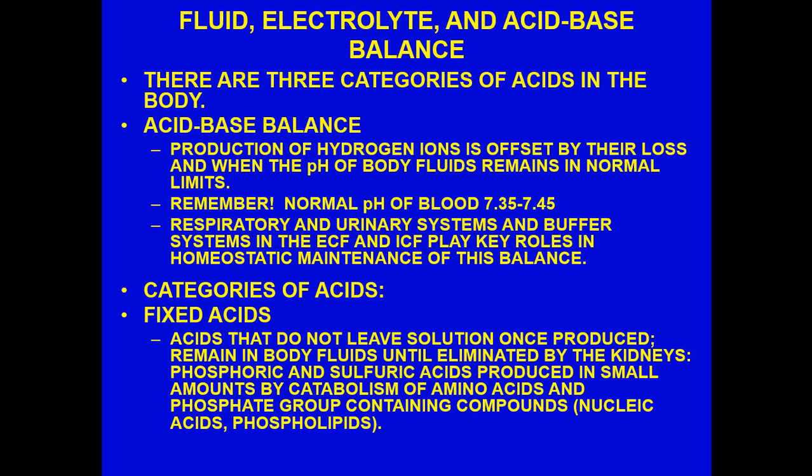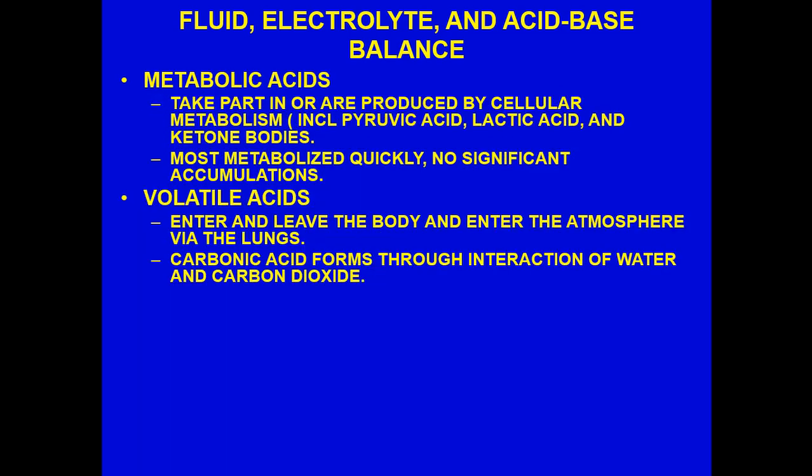Now, phosphoric acid and sulfuric acid are produced. Keep in mind, very small amounts. This is usually by catabolism of amino acids. So what do I mean by that? Let's step back a minute. Several amino acids contain sulfur. So if they're being broken down, catabolized, you're going to have that sulfur, and it can lead to the formation of very minute quantities of sulfuric acid. You also have phosphate groups that can be cleaved off when you break down nucleic acids or phospholipids, okay? Those can lead to the formation of phosphoric acids.